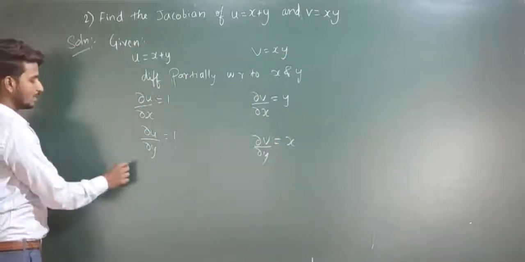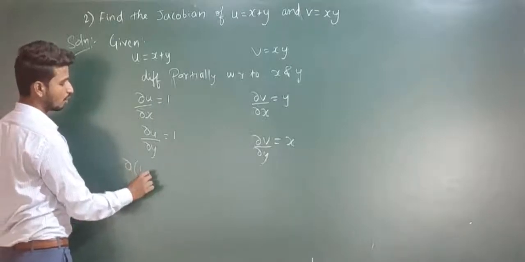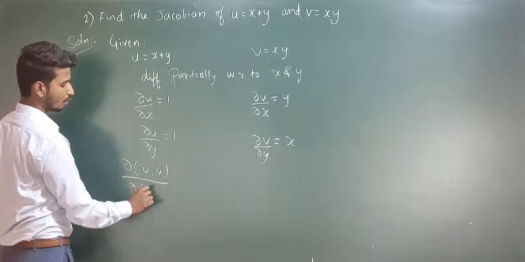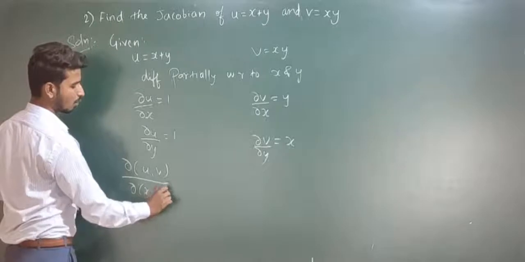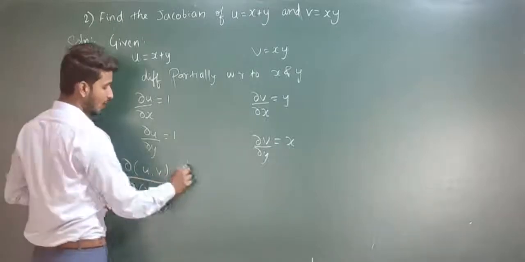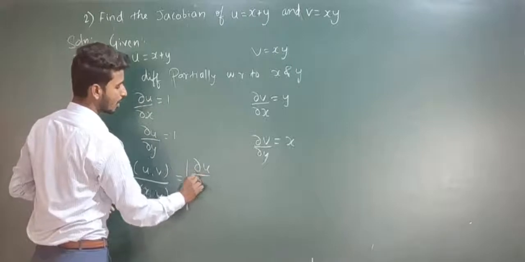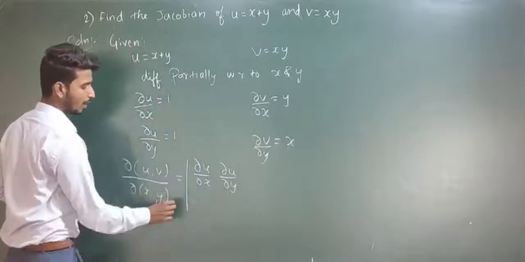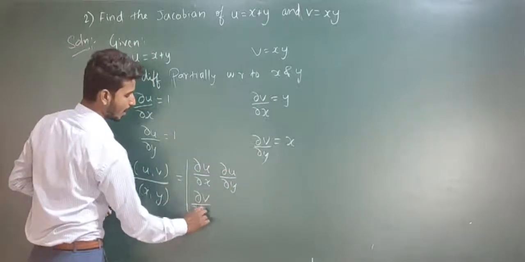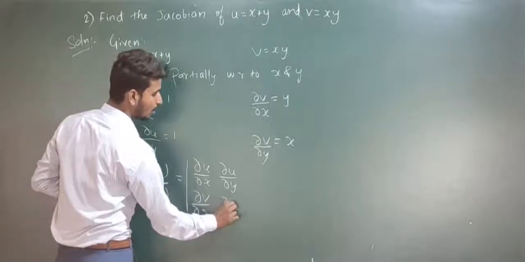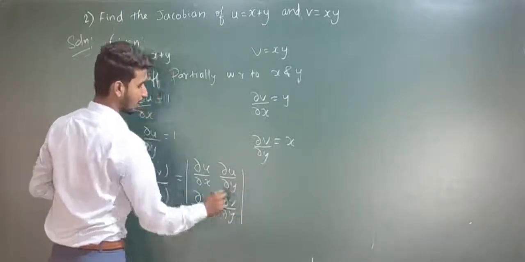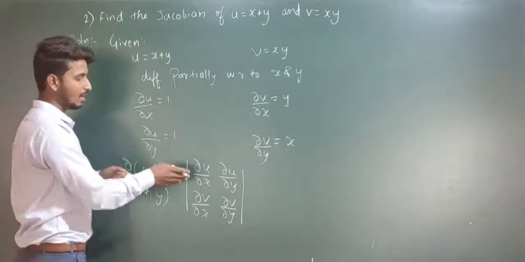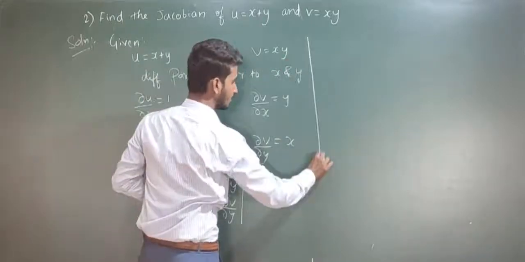Now the Jacobian form, that is dou of u comma v divided by dou of x comma y, which can be written in the determinant form as dou u by dou x and dou u by dou y, dou v by dou x and dou v by dou y. Now we have to substitute the values of dou u by dou x, dou u by dou y, dou v by dou x and dou v by dou y in the determinant.